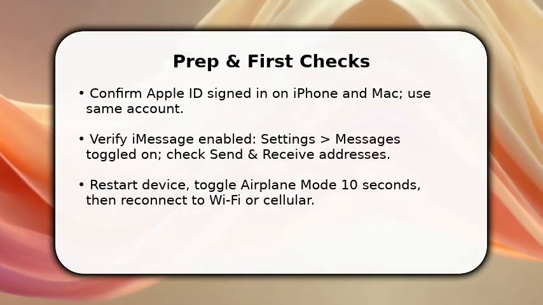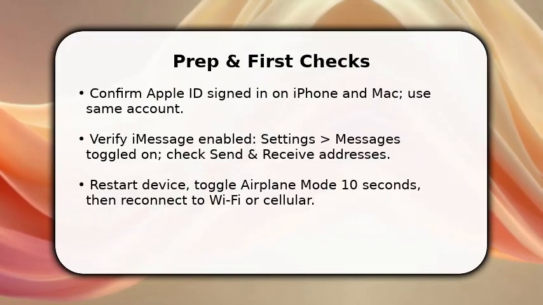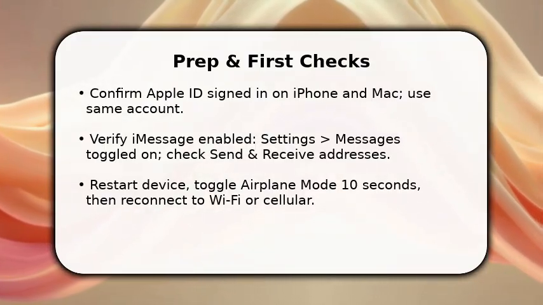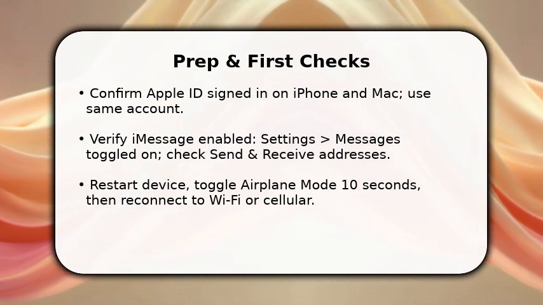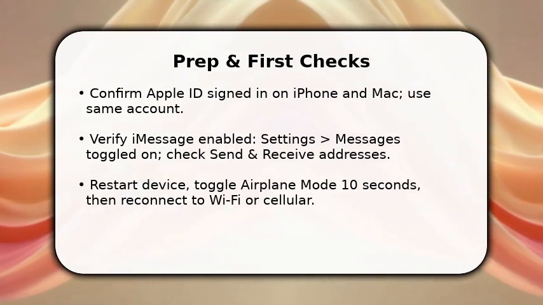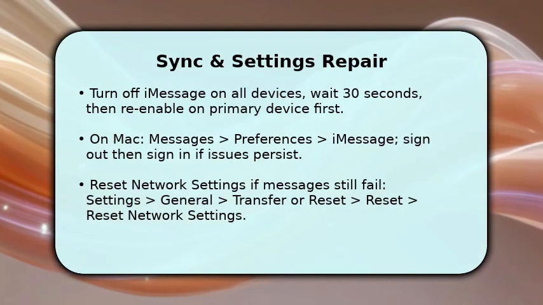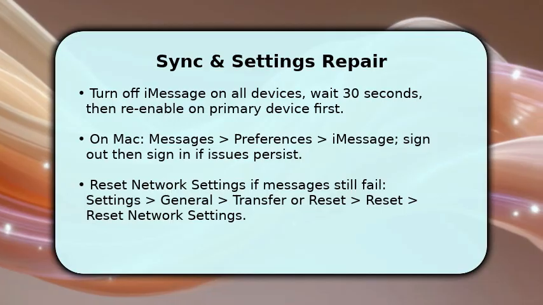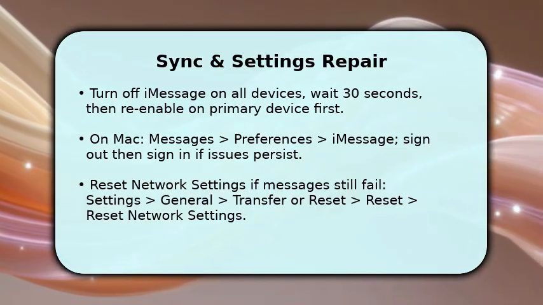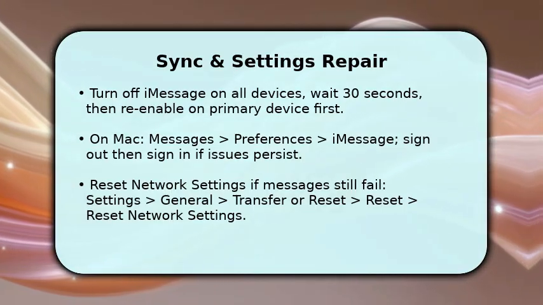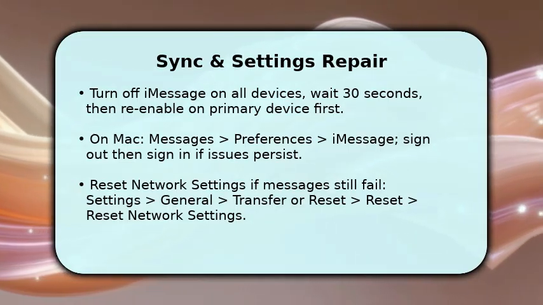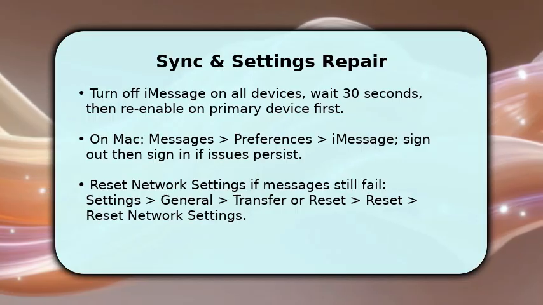This clears temporary network or registration glitches and sets you up for deeper troubleshooting without wasting time on needless steps. Once your devices are cleanly restarted, perform a controlled resync. Turn off iMessage everywhere, wait 30 seconds, then enable iMessage on your primary iPhone first. This forces registration with Apple's servers. Make sure to then enable it on secondary devices so they request the updated handshake.